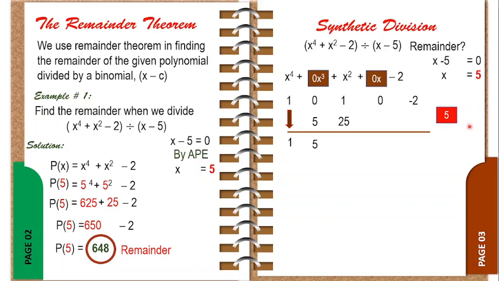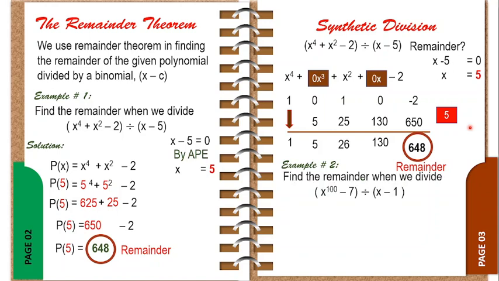5 times 5 is 25. 1 plus 25 is 26. 26 times 5 is 130. 130 plus 0 is 130. 130 times 5 is 650. Negative 2 plus 650 is 648. The last term is the remainder. So notice that the remainder is the same whether we use synthetic division or the remainder theorem.